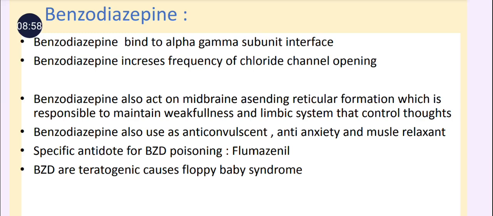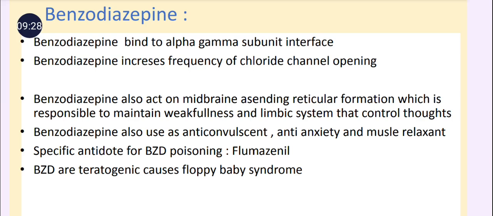Like that, benzodiazepine increases the frequency of the opening of the chloride channel. They do not increase the duration for which the chloride channel opens, and that's why benzodiazepines are safer as compared to the barbiturate class drug. Along with this, benzodiazepine acts on the midbrain ascending reticular formation. Ascending reticular formation is responsible to maintain the wakefulness, and benzodiazepine class drug also controls our thoughts.